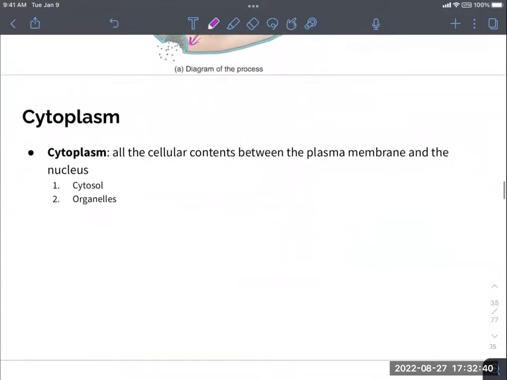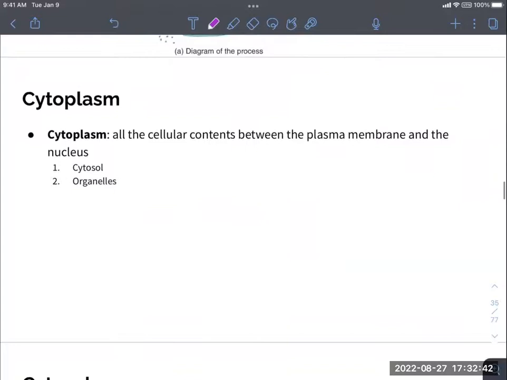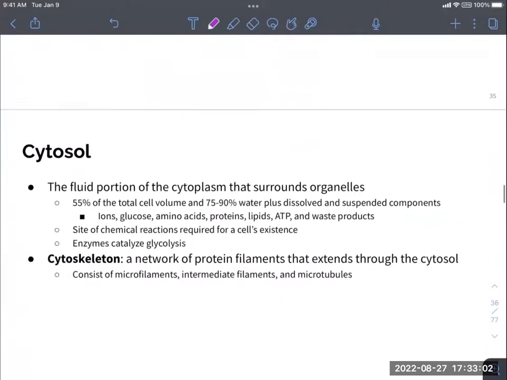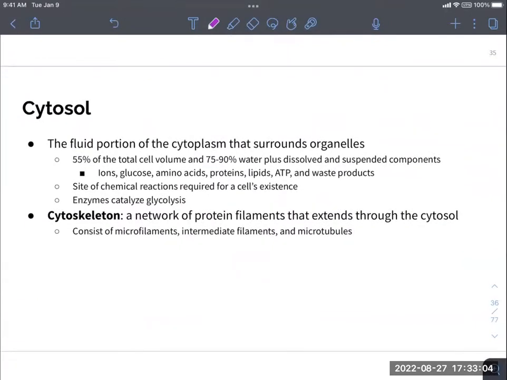So let's look at the cytoplasm of cells here. The cytoplasm is what's found inside the cell. Within that cytoplasm, we usually have cytosol, which is the fluid, and then the different organelles, along with the nucleus. So let's look at the different stuff found in this cytosol. The cytosol is a fluid portion of the cytoplasm that surrounds the organelles.